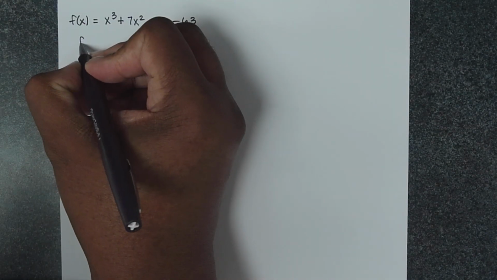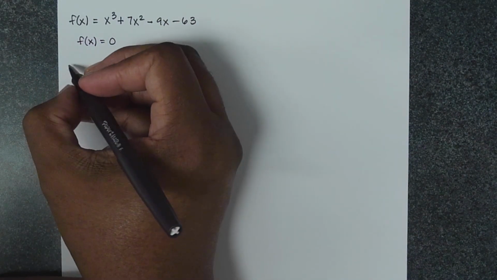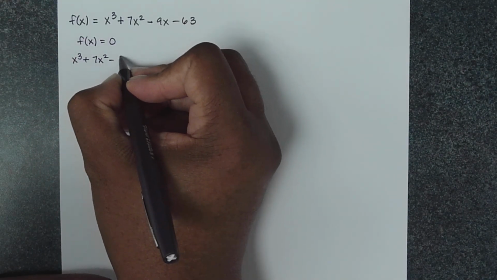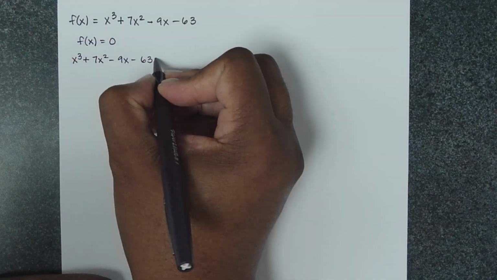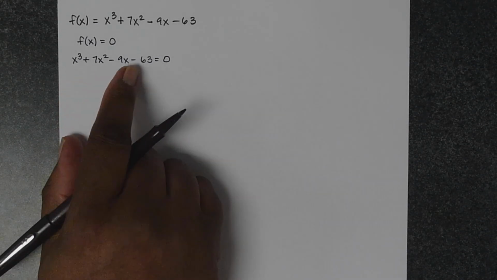Here's another example just like that. Here we've got f of x equal x cubed plus 7x squared minus 9x minus 63. We need to factor this out completely and find the zeros of this given polynomial function. So that means we need to let f of x equal 0. And f of x is x cubed plus 7x squared minus 9x minus 63, and that's equal to 0. So in this case, we need to factor this by grouping.